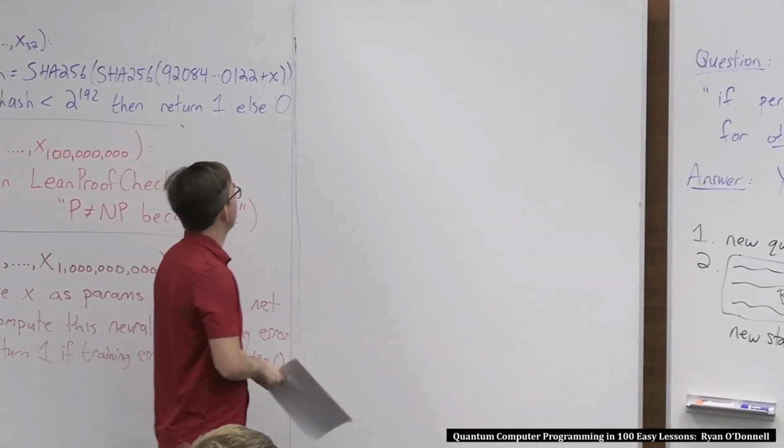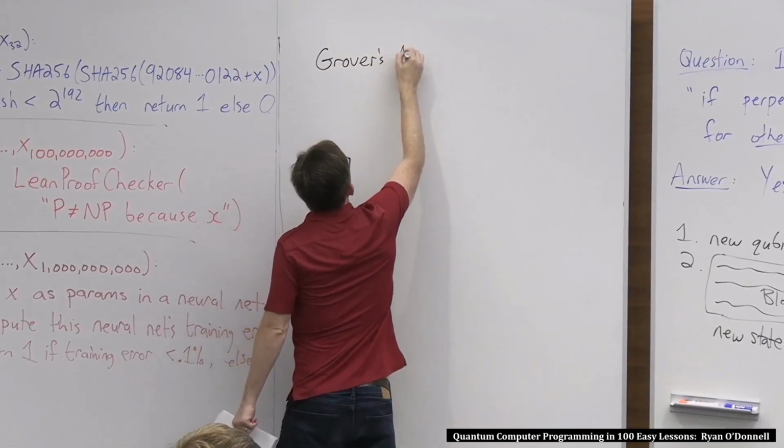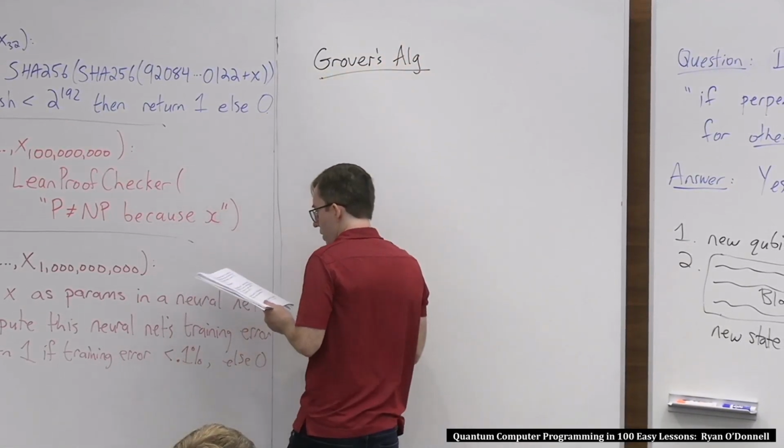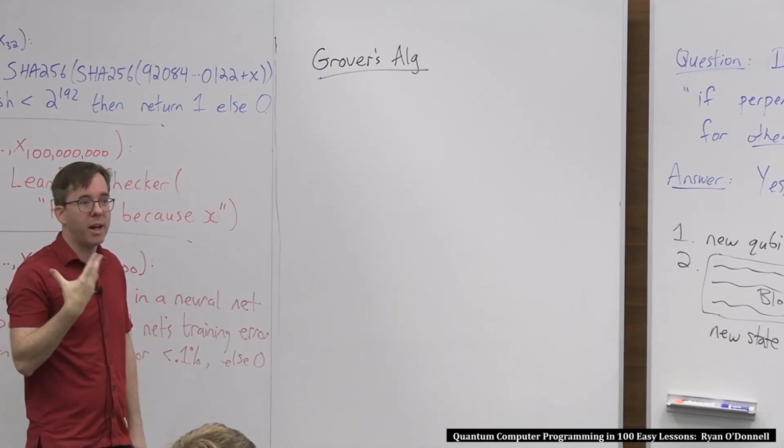Okay, so the main topic of today's lecture is Grover's algorithm, as I mentioned. And what is Grover's algorithm? Well, let me remind you of one quantum algorithm we saw, this bias-busting algorithm.